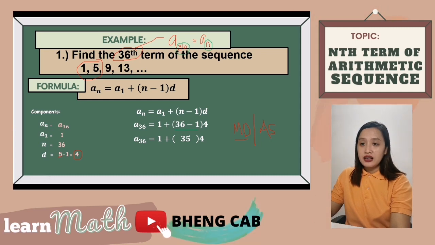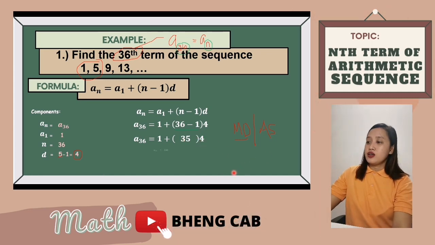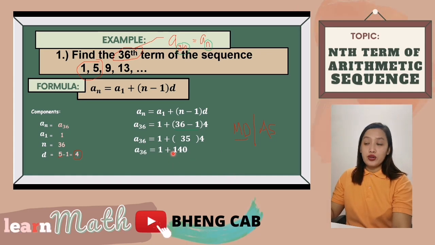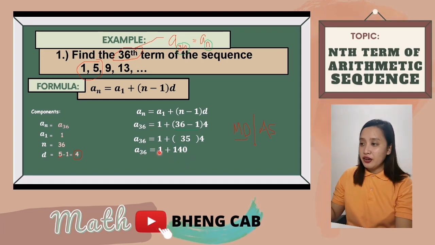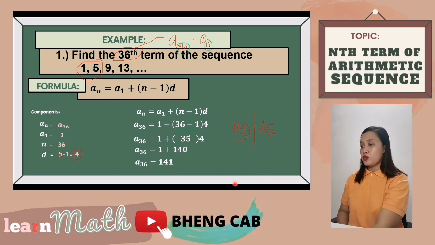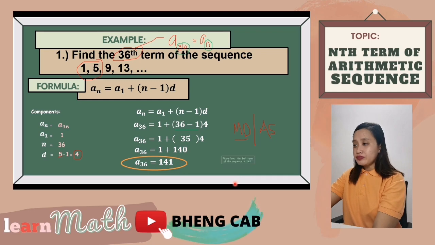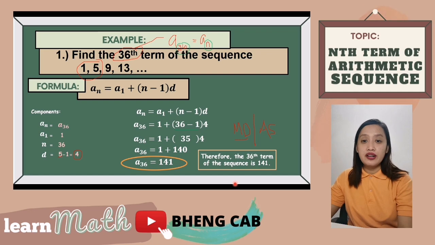Instead, we'll have 35 times 4 first. So, 1 plus 140. 35 plus 35, 70. Dalawang 70, 140. To simplify this, pwede natin i-add ngayon yung 1, tapos yung product ng 35 times 4, which is 141. Therefore, ang ating conclusion, the 36th term of the sequence is 141.